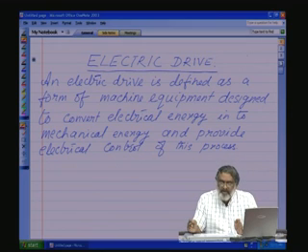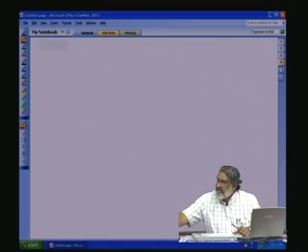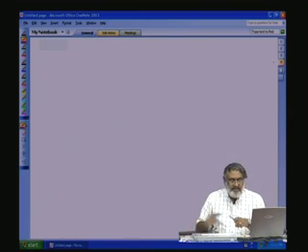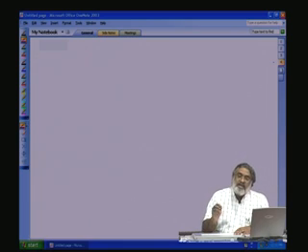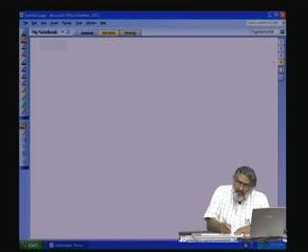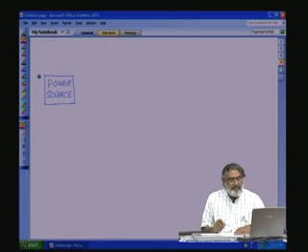So, let us write the basic block diagram. The basic block diagram for an electric drive system will look like this. We are converting electrical energy into mechanical energy. So, we should have the source, what we call the power source. This is the power source.